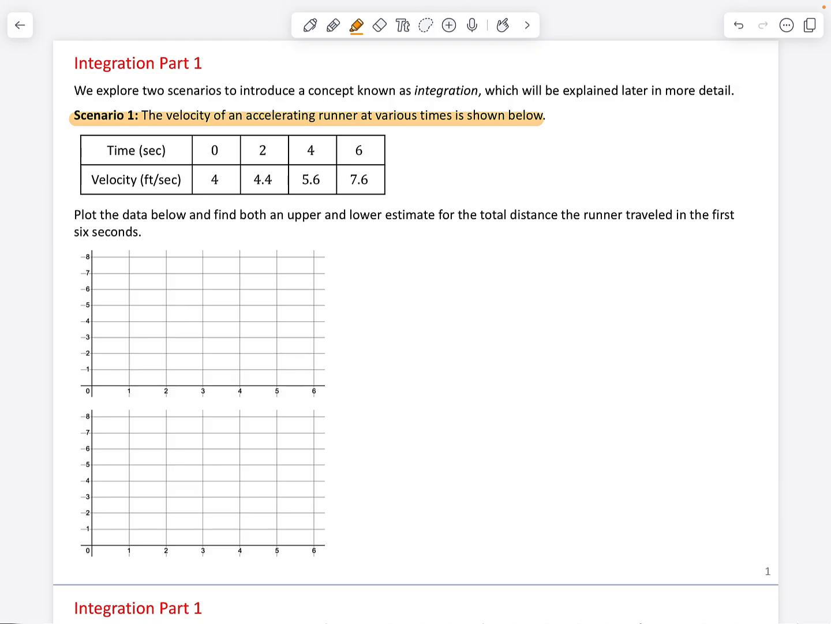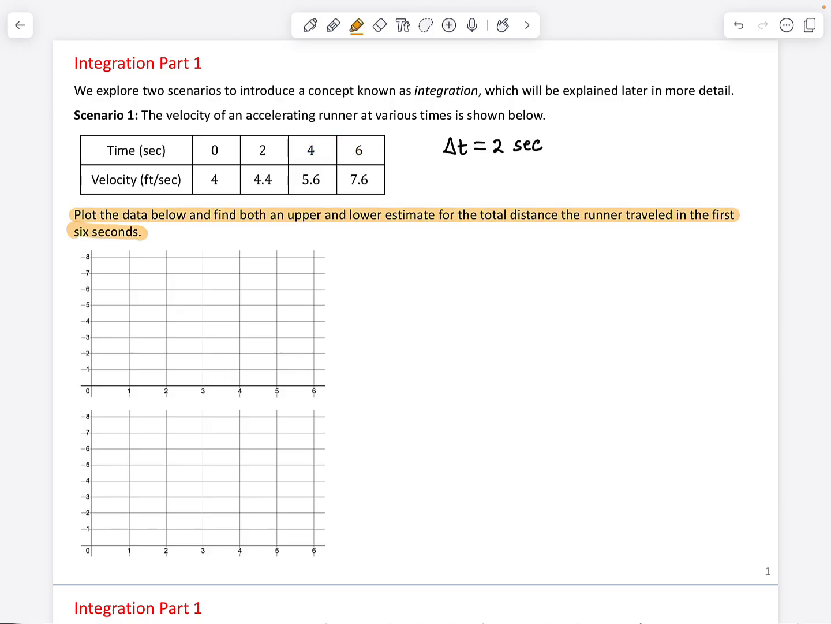Now, scenario 1. The velocity of an accelerating runner at various times is shown below. Time is measured in seconds, and velocity is measured in feet per second. Notice our time intervals from 0 to 2, 2 to 4, and 4 to 6 represent consistent changes in time. We can say, therefore, delta t is a constant 2 seconds.